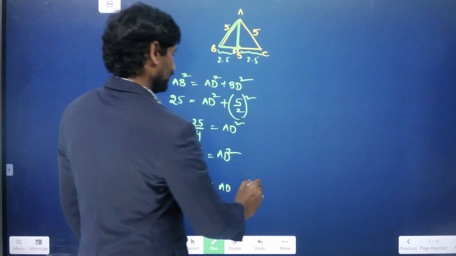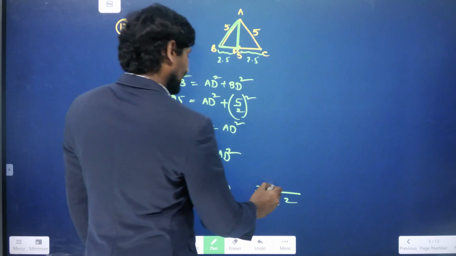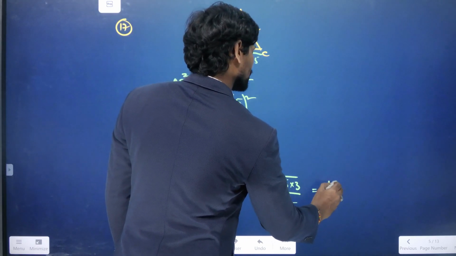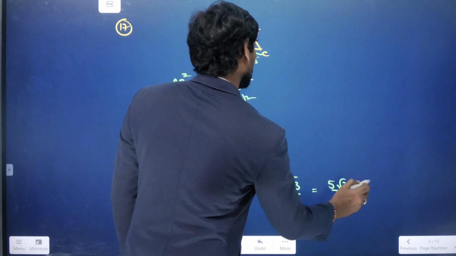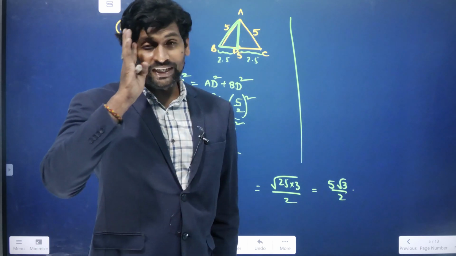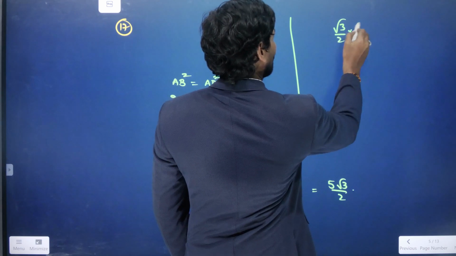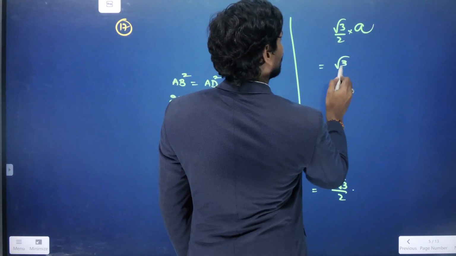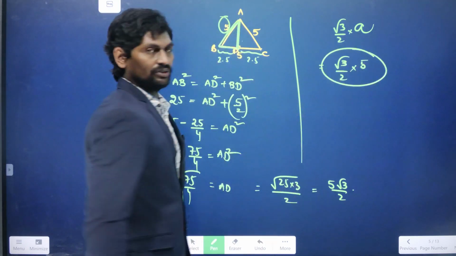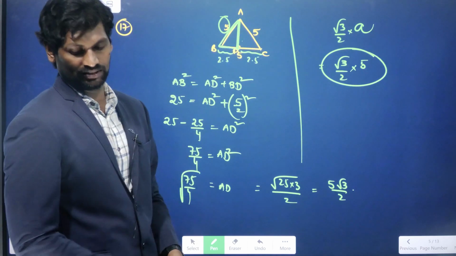The square root of 4 is 2, so the denominator is 2. And 75 we can write as 25 times 3. 25 is a square number, so it is 5 root 3 by 2. Or simply, in an equilateral triangle, the height or altitude formula is root 3 by 2 into a. Directly you can write root 3 by 2 into the side 5, that is 5 root 3 by 2. The same answer will come if you remember the formula. Otherwise, you should go through the process like this.